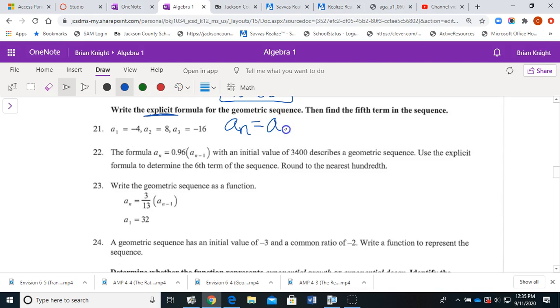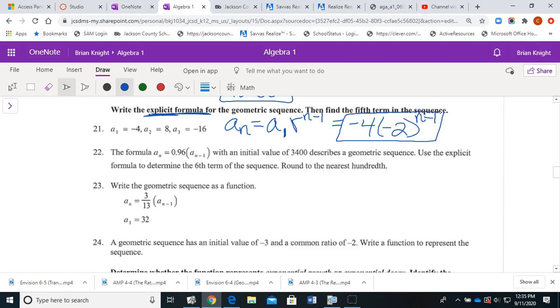All right, what's A sub 1? Negative 4. Let me write it down here. A1 times R to the n minus 1. That's the formula. So A1 is negative 4. R is, what do they multiply by every time? Negative 2 to the n minus 1. So there's my explicit formula, okay? Is that a comma or a 1? That's a 1. That's A1. It's not a comma.